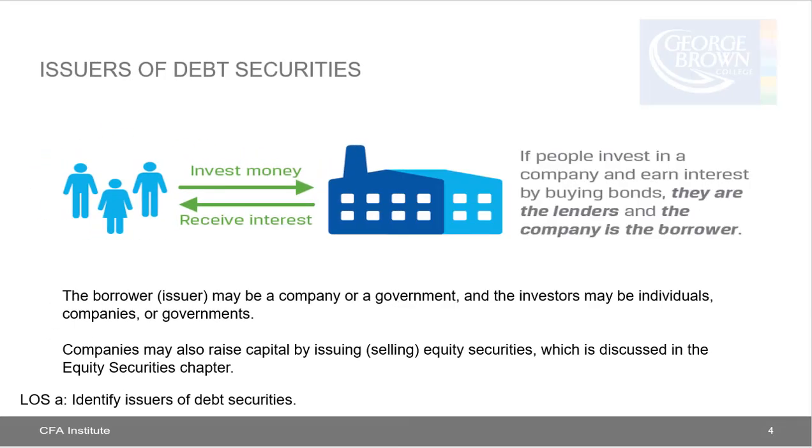Learning outcome statement A is identify issuers of debt securities. So companies and governments raise external capital to finance their operations. Both companies and governments may raise capital by borrowing funds. As the illustration on the slide and in the text shows, in exchange for the use of the borrowed money, the borrowing company or the government promises to pay interest and to repay the borrowed money in the future.